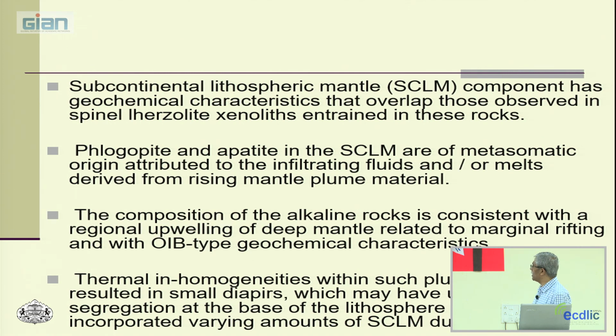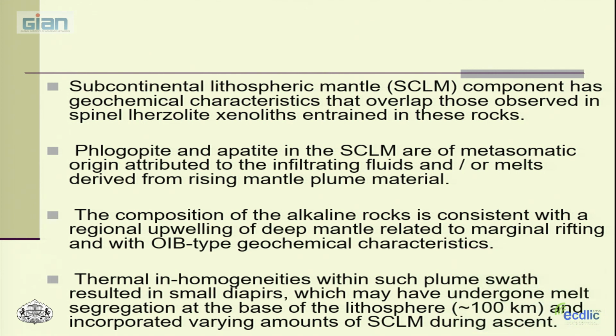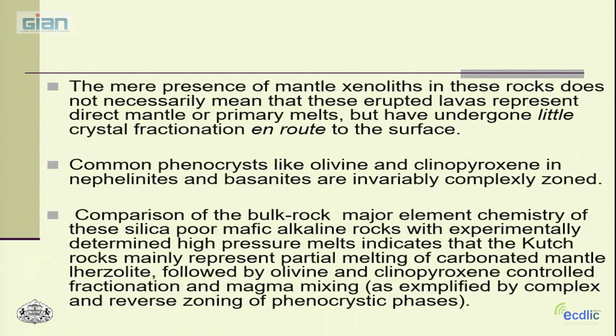The composition of the alkaline rock is consistent with a regional upwelling of deep mantle related to marginal rifting and with OIB type geochemical characteristics. Thermal inhomogeneities within such a plume swath resulted in small diapirs, which may have undergone melt segregation at the base of the lithosphere and incorporated varying amounts of SCLM during ascent. So these are the deductions that we have made, or inferences that we have drawn.